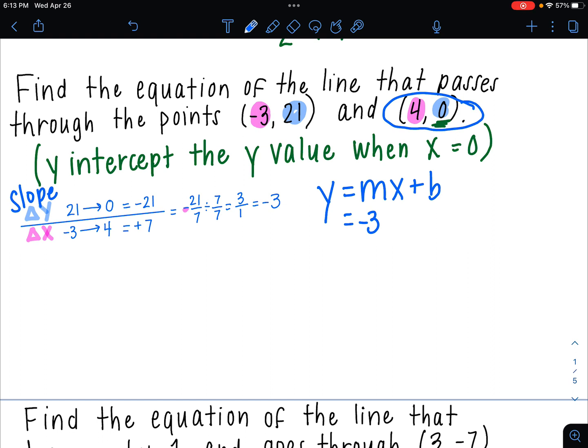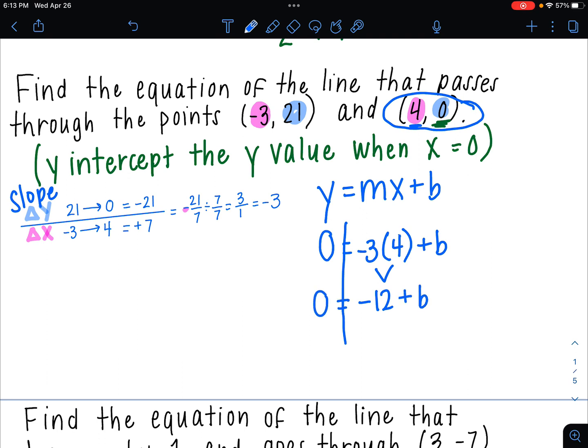So I know that my slope is -3. My x value, that first number in this case, is a 4. I don't know b, but I do know that my y value is 0. So I know that I'm going to need to solve for b, but the first thing I need to do is simplify a little. I'm going to do this multiplication here. So I have -3 times 4. That would be -12. So -12 plus b is equal to 0.